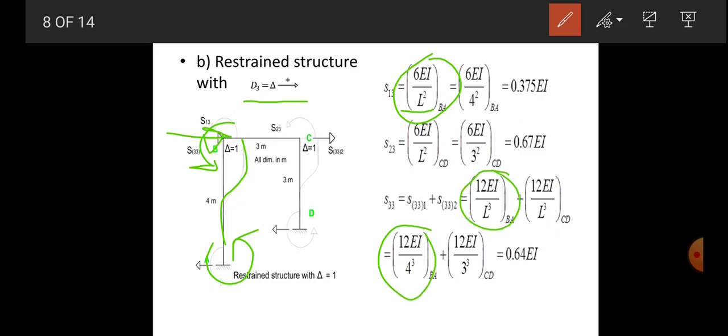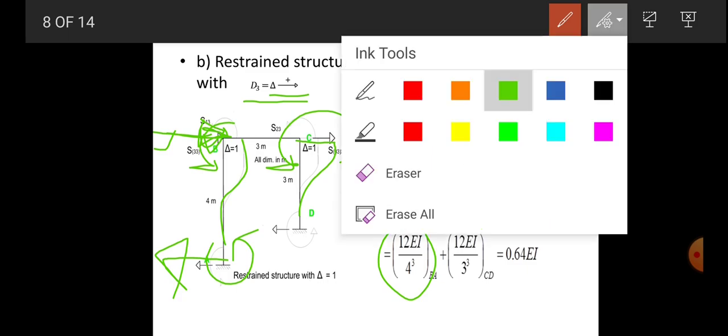So these two things we have to remember, that when we apply the translation to the column, the moment generated at each end, that moment is 6 EI by L square, and the reaction in the direction of delta at each end, that reaction is always 12 EI by L cube. Okay, so let us write down now.